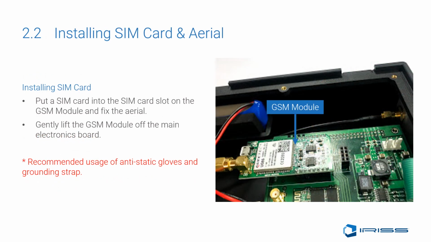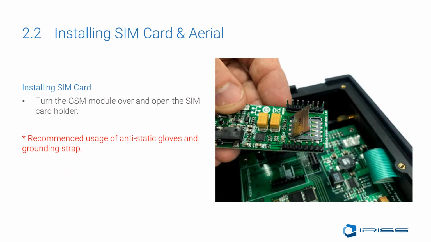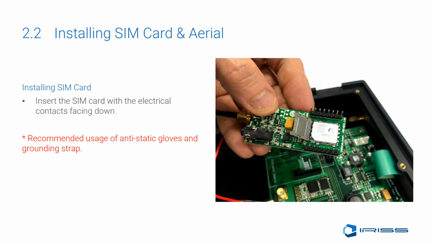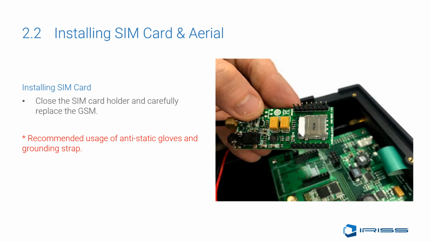Installing SIM card and aerial. Put a SIM card into the SIM card slot on the GSM module and fix the aerial. Gently lift the GSM module off the main electronics board. Again, be sure to wear anti-static gloves and grounding straps. Turn the GSM module over and open the SIM card holder. Insert the SIM card with electronic contacts facing down. Close the SIM card holder and carefully replace the GSM.